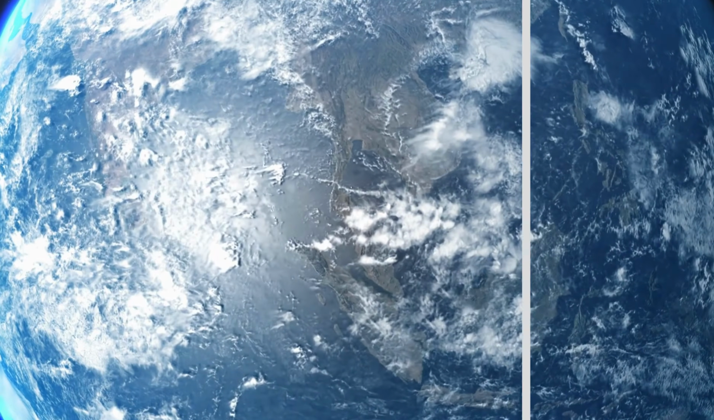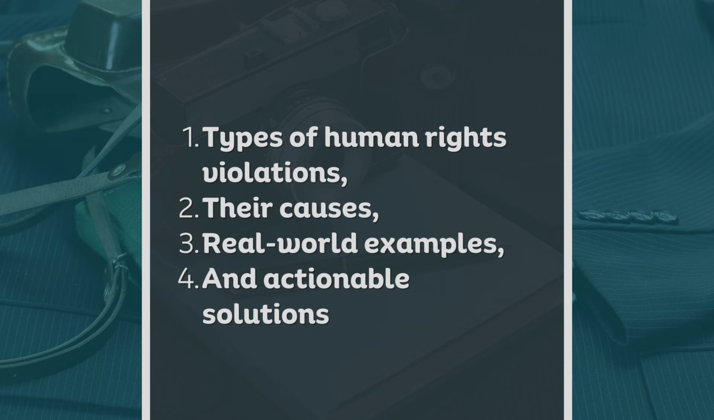Through this session, we'll explore the types of human rights violations, their causes, real-world examples, and actionable solutions to address these challenges. By developing a comprehensive understanding of this topic, you'll gain insights into how protecting human rights is key to fostering global peace, social equity, and sustainable development. Without further delay, let's get started.